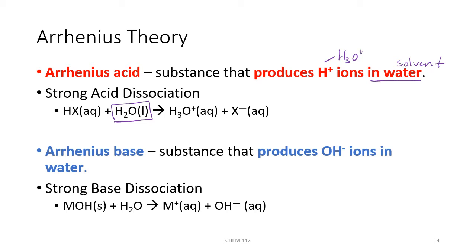An Arrhenius base is a substance that produces hydroxide ions, so OH minus, and also in water, where water is still the solvent, if it's going to be an Arrhenius base. A lot of the strong bases that we would have seen before were metal hydroxides that we dissolved in water, and they broke up into their metal cation and that hydroxide anion, so they were hydroxide ion producers. The metal hydroxides were typically group 1A and 2A metals from the periodic table.